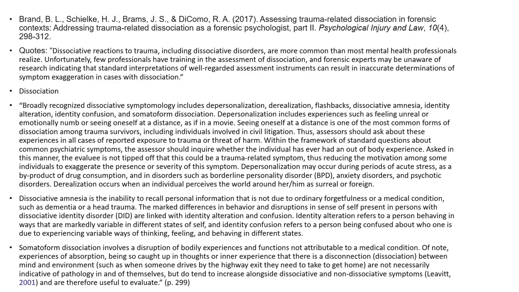The marked difference in behavior and disruptions in sense of self present in persons with dissociative identity disorder are linked with identity alteration and confusion. Identity alteration refers to a person behaving in ways that are markedly variable in different states of self. And identity confusion refers to a person being confused about who one is due to experiencing variable ways of thinking, feeling, and behaving in different states. They go on to say, somatoform dissociation involves disruption of bodily experiences and functions not attributable to a medical condition.